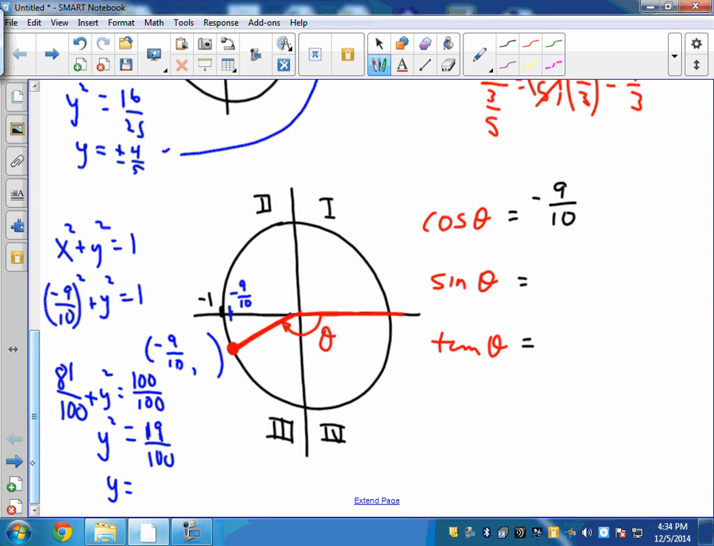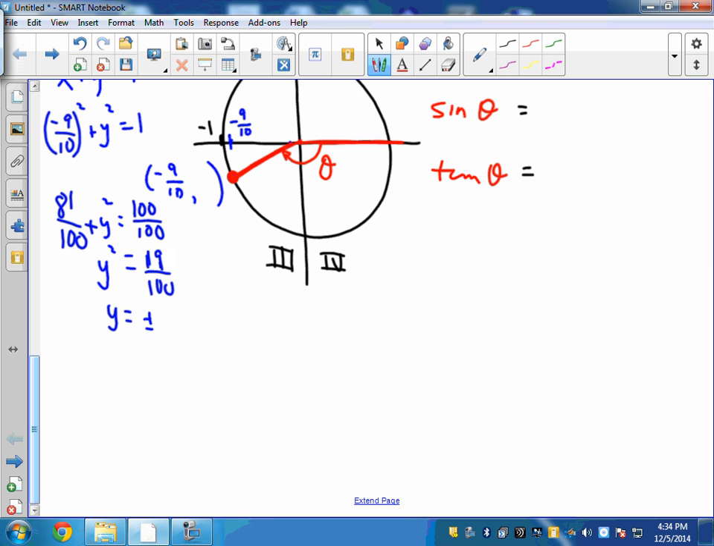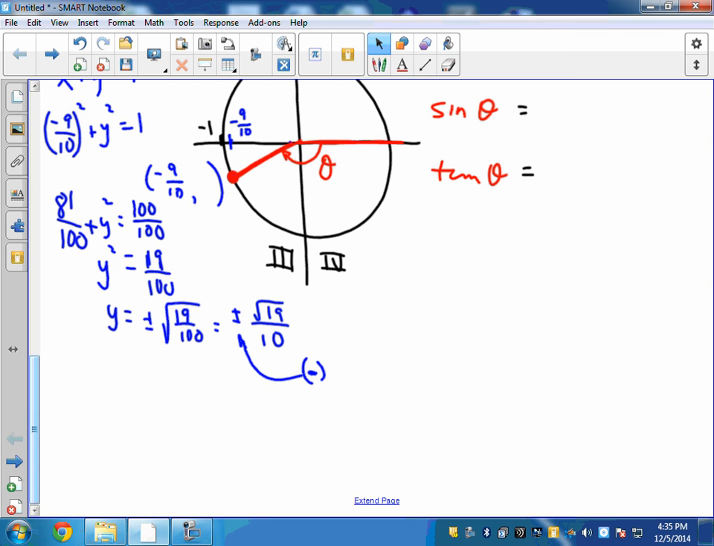So y is going to be plus or minus the square root of 19 over 100, or if you want, plus or minus the square root of 19 over 10. And again, looking at the quadrant, for the plus or minus we need the negative root, not the positive root. So we'll take the plus or minus away, and since we're in quadrant 3, y is negative square root of 19 over 10. I'll go ahead and put that right there.